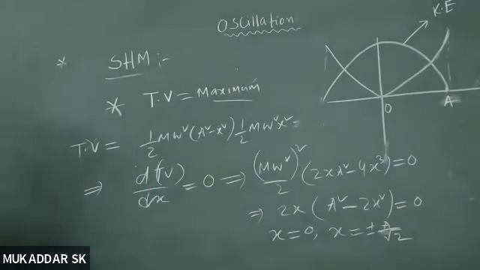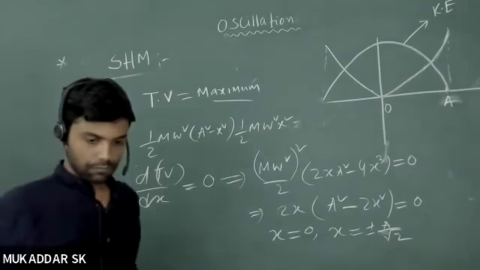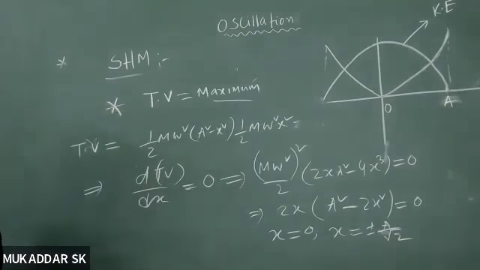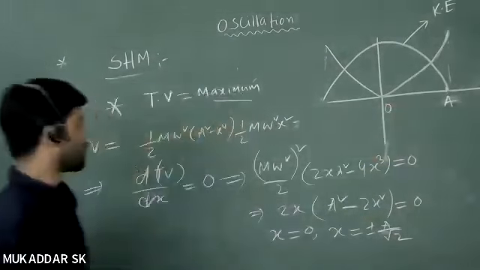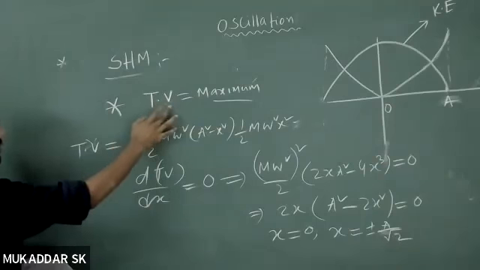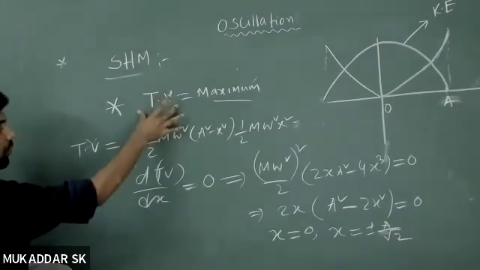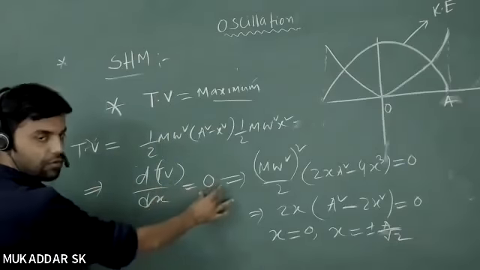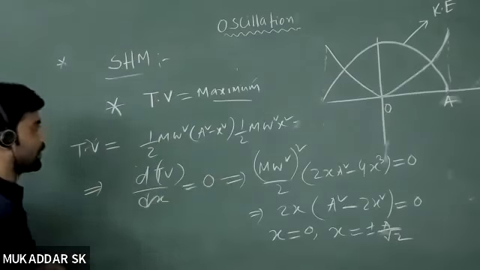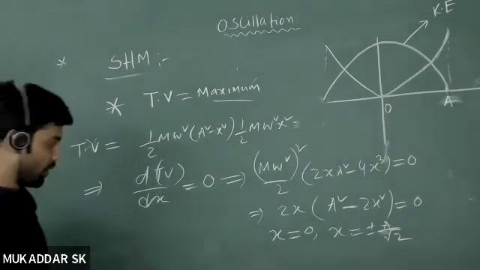Is this part clear to all? So I am looking at what position from the mean position, at what point the product of kinetic energy and potential energy will be maximum. For that you just differentiate with respect to x and set it equal to 0, because this is the well-known condition to check maximum or minimum, right?